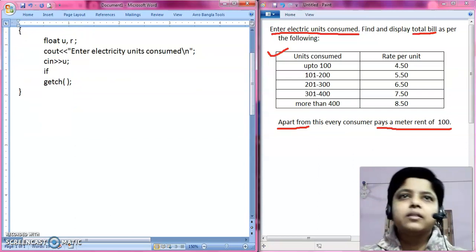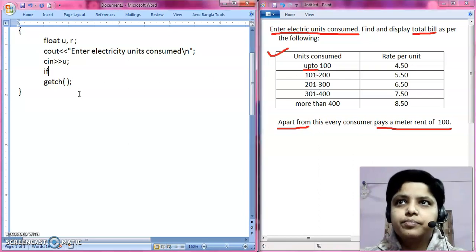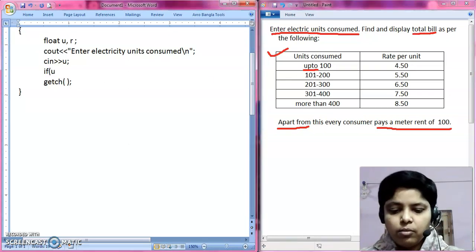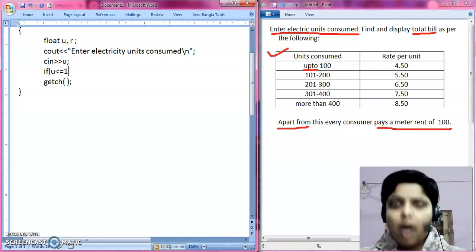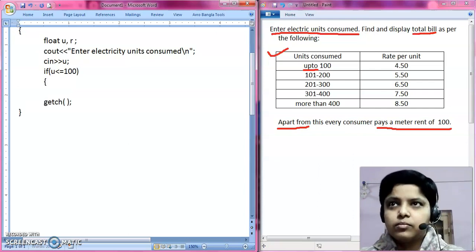So, the condition is like this. If units consumed is up to 100. Now, what is the meaning of up to? Up to means 100. You need to take 100 as well as the units below it. That means when you see the condition up to, you have to use the less than or equals to operator. So if my unit is up to 100, then my rate will be 4.50.